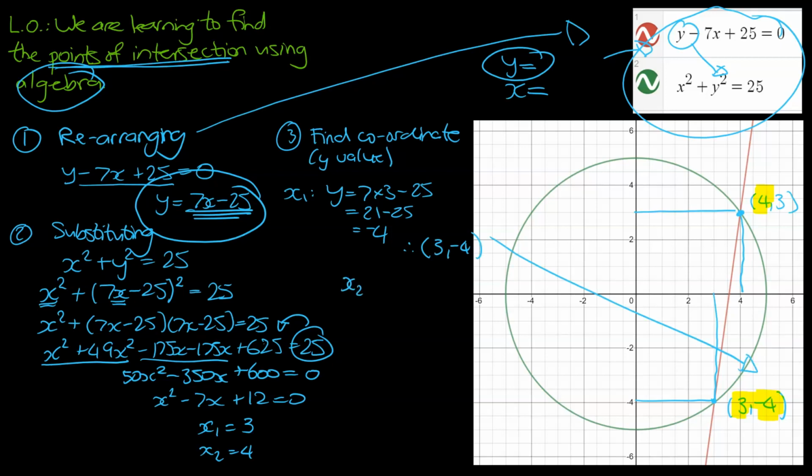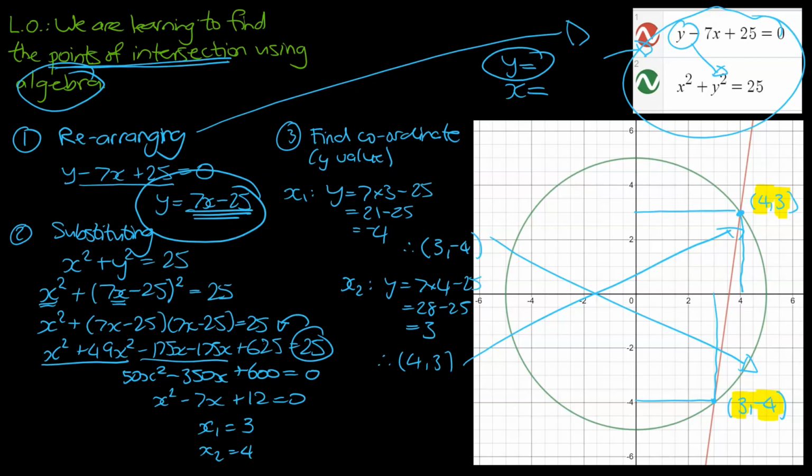We now repeat the process for x2. So y is equal to 7 times 4, and that 4 comes from x2, which I've circled down the bottom, minus 25. That's going to be equal to 28 minus 25, which is equal to 3. And if you have a look at our other point above, I've now highlighted it. The y value was, in fact, 3. So we proved that algebraically as well. So therefore, our coordinate is 4, 3, and that does match what we observed before. So we found 2 points of intersection for this intersecting circle and straight line.